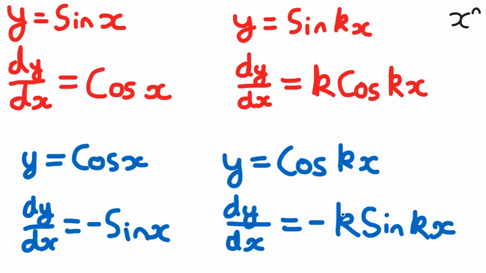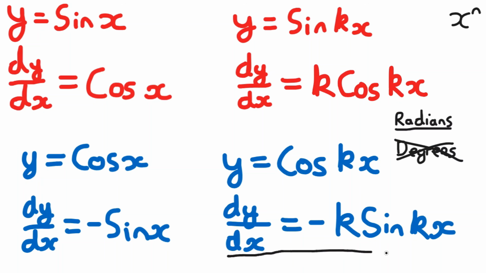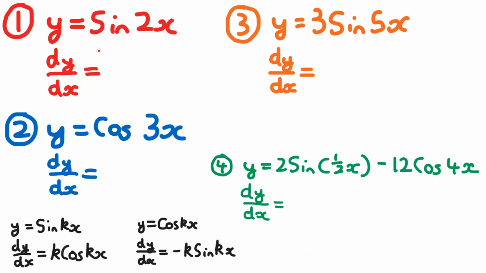Just a quick note, when we're differentiating trig values like sin and cos, we have to use units of radians when we're plugging values into the derivatives here. We never use degrees. So here's some examples.